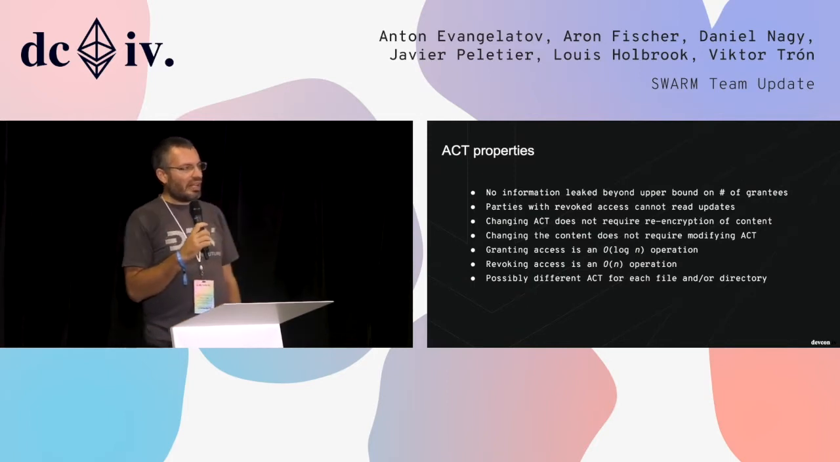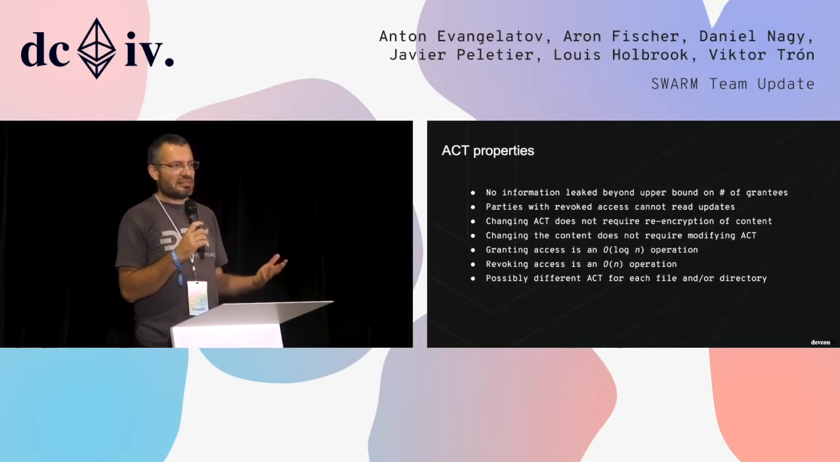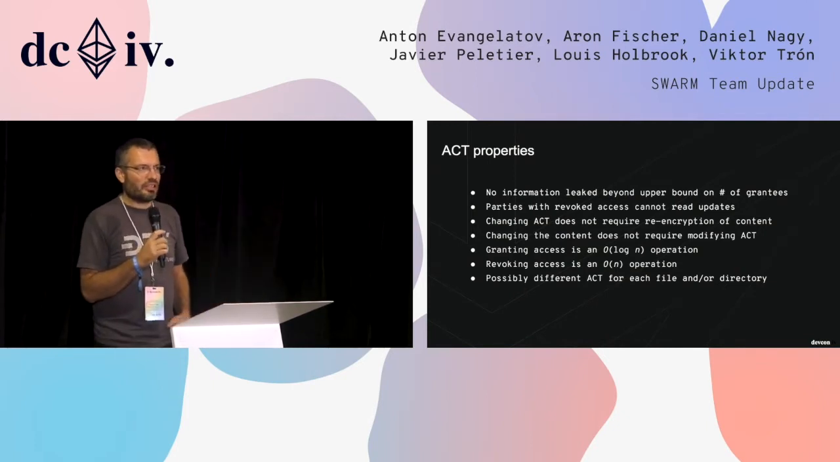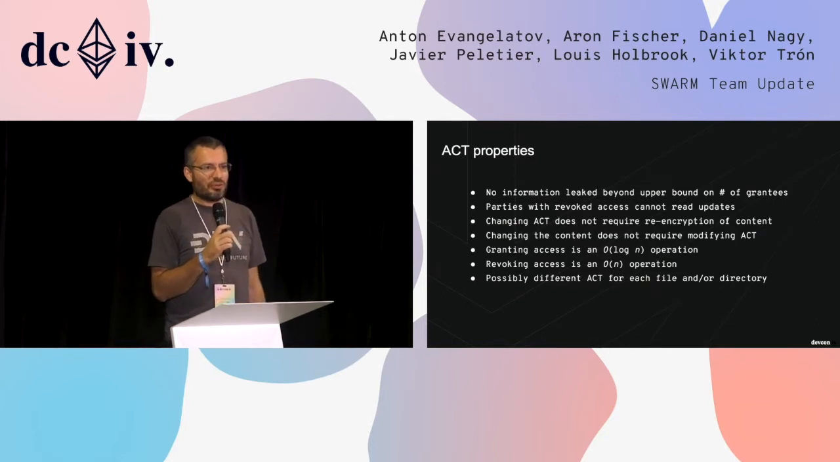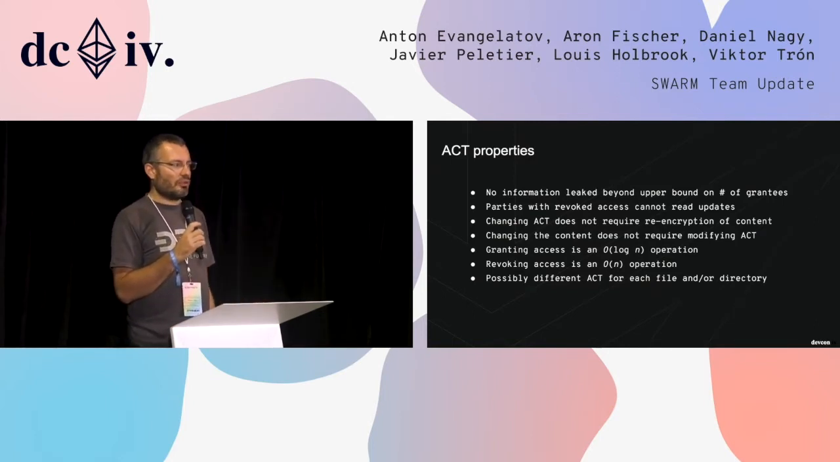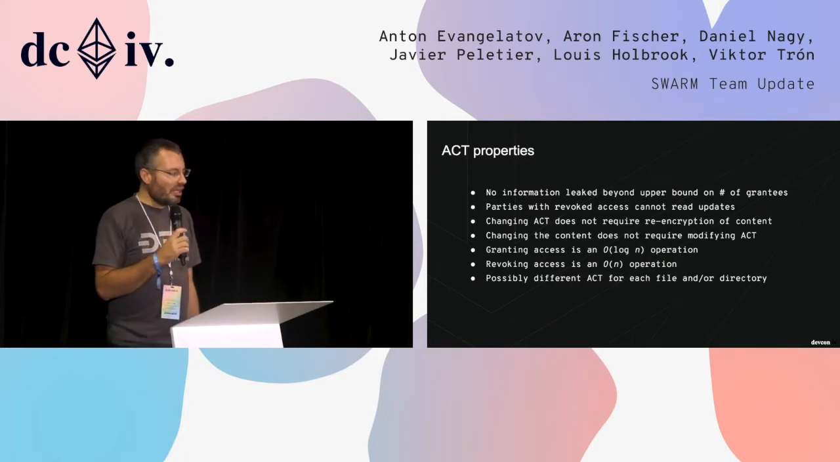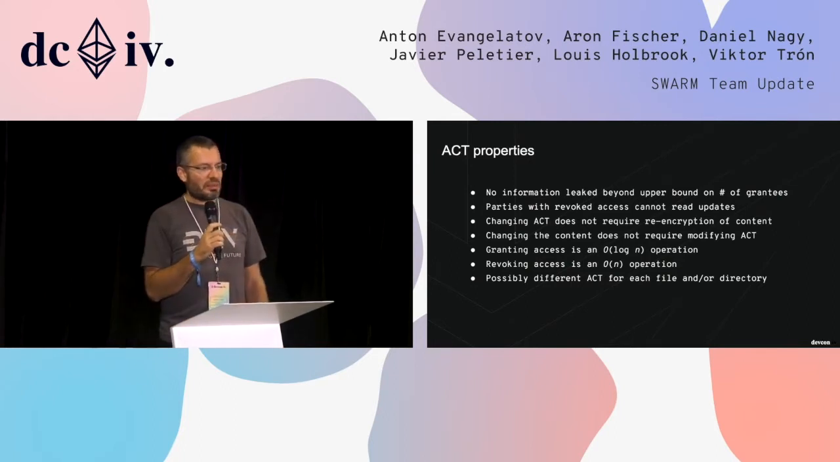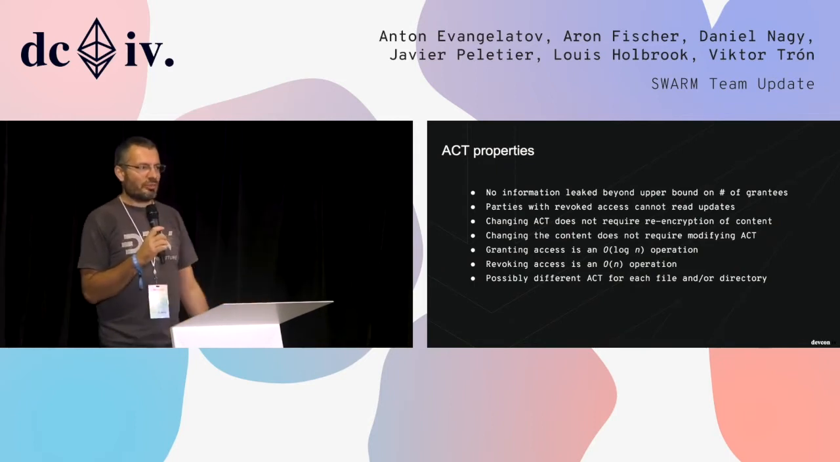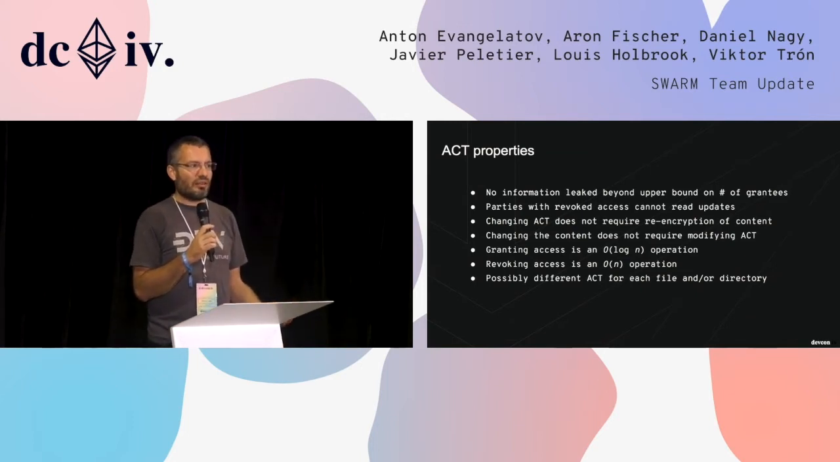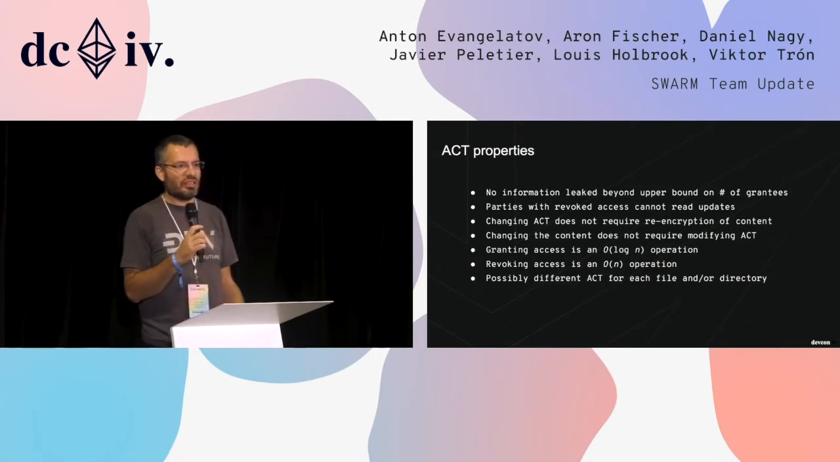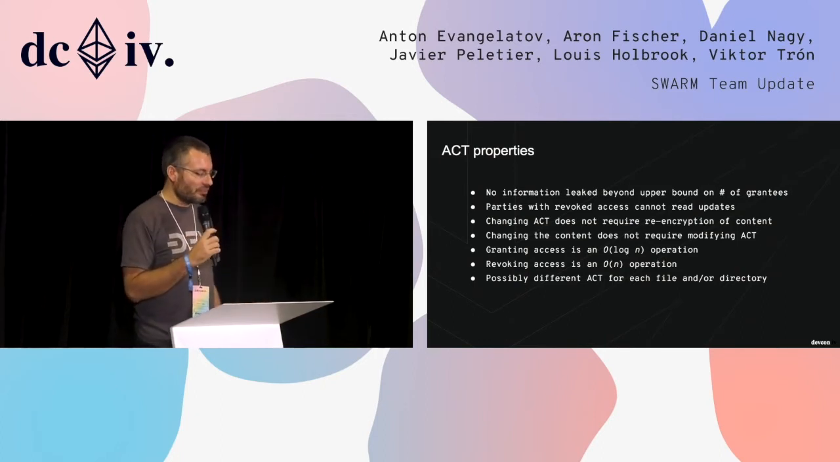Also, granting access, extending the access control trie, is a logarithmic operation. So if you want to add another party to your access, then the number of encryptions that you need to do is a logarithm of the number of grantees. Revoking is a little bit more expensive. It's linear in the number of grantees, precisely because you want to re-encrypt a new encrypted reference so that those whom you have excluded will no longer have access to the updates.